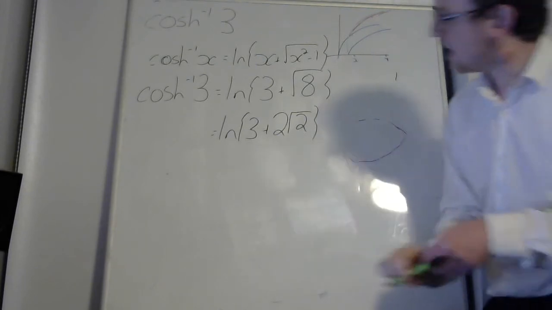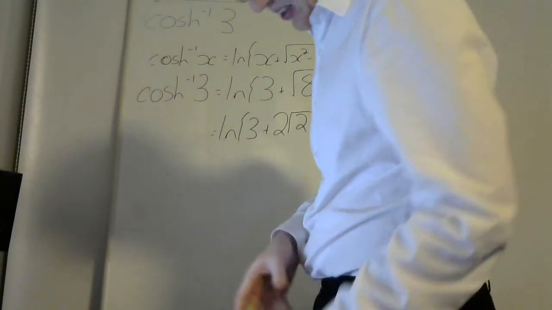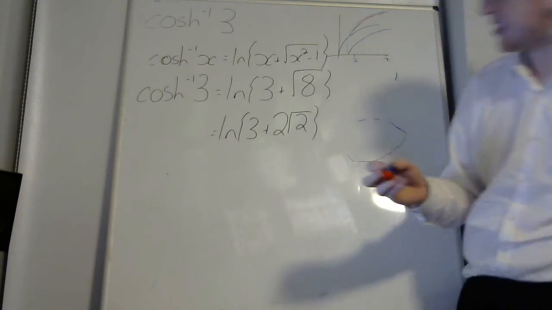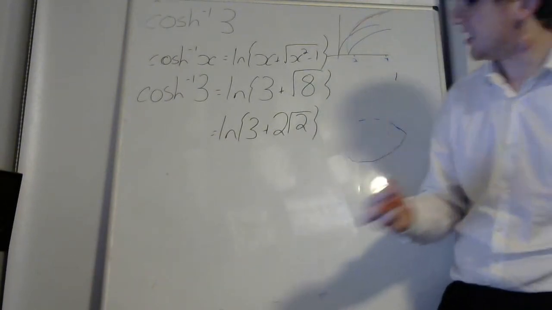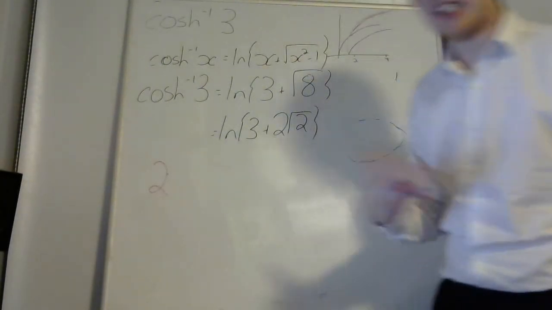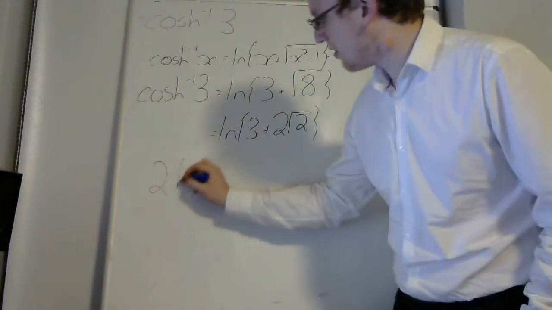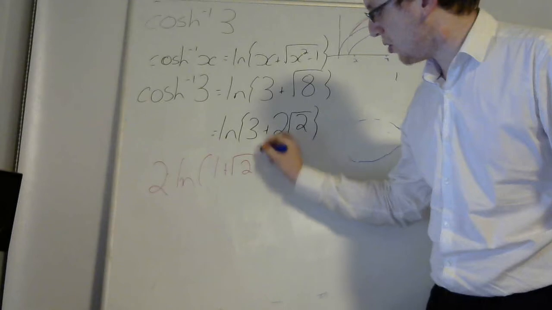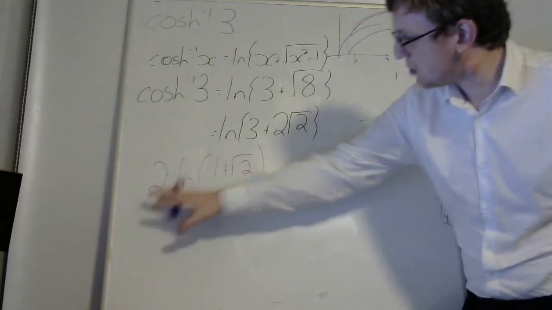So if I have a look at the answer quickly, and in the exam you can do this on a spare bit of paper, I guess, if you don't want the examiner to see that you're kind of cheating. It's not really cheating, the answer's there. This is why they give you the answer. So the answer is 2 ln 1 plus root 2. Oh, what can I do with that 2?